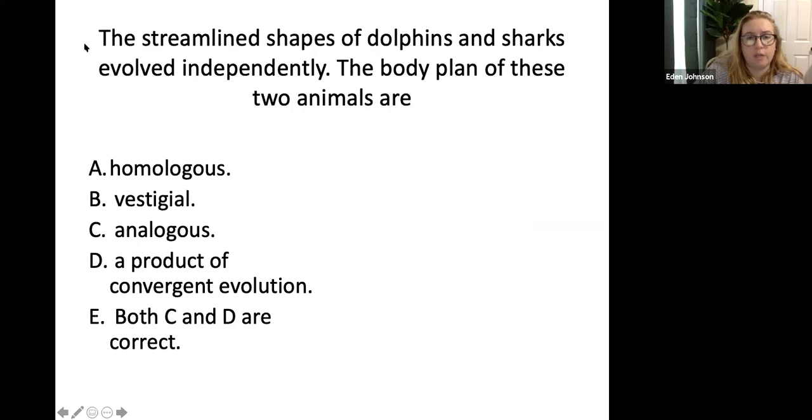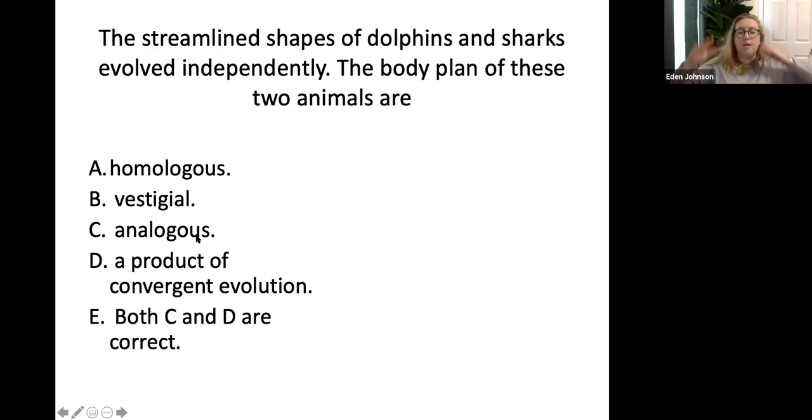All right, the streamlined shapes of dolphins and sharks evolved independently, meaning that they were from different lineages. The body plans of these 2 animals: are they homologous, vestigial, analogous, a product of convergent evolution, or both C and D? Homologous comes from shared ancestry, and this says they evolved independently, so it's not that. Vestigial means that they have structures that are not used in their body plans, okay? They certainly use their streamlined shapes to their advantage, so the streamlined shape is not a vestigial structure.